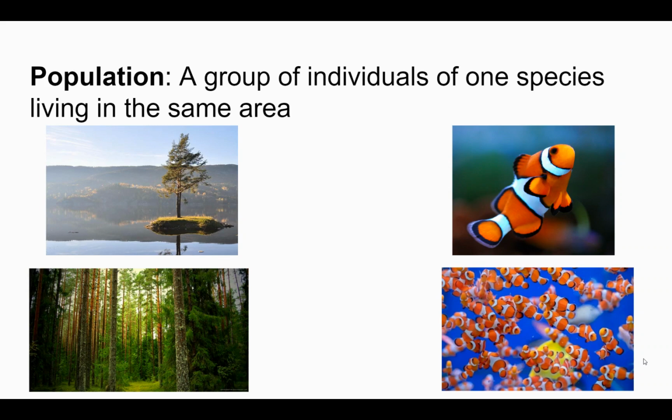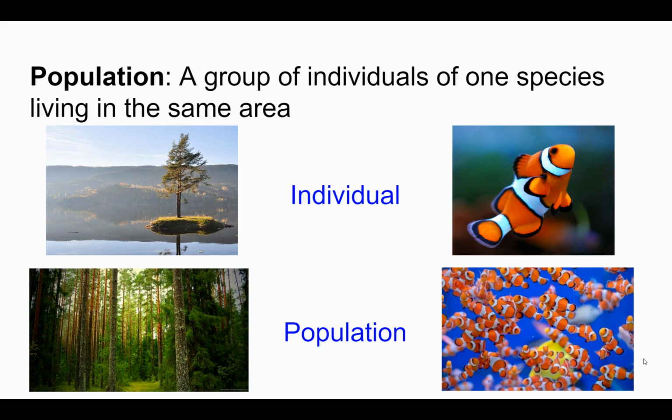First, a population. This is actually a specific biological concept. A population is a group of individuals of one species that are all living in the same area. On the top, we have an individual pine tree and an individual clownfish. On the bottom, we have a population of pine trees and a population of clownfish.